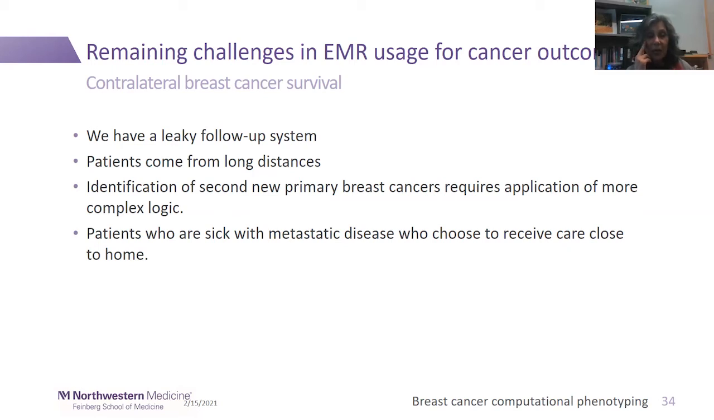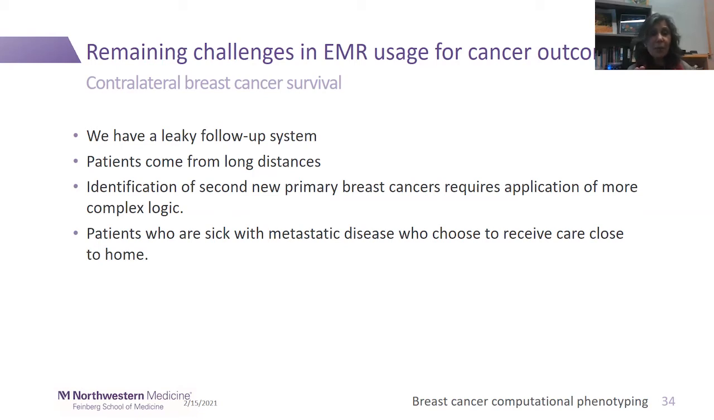So in terms of remaining challenges in EMR use for cancer outcomes, the biggest one is that we have a leaky follow-up system. Places like the Kaiser Permanente system, for instance, which is much less leaky than ours, or Geisinger in Pennsylvania, have a much more stable follow-up population. We have a much leakier system, and so if there are areas to address in terms of improving the quality of the data available to us for identifying cancer recurrences, I'm not sure how much the Care Everywhere information can be used, but there's clearly a need to expand our follow-up data, because I'll show you that there are real problems related to this leakiness.